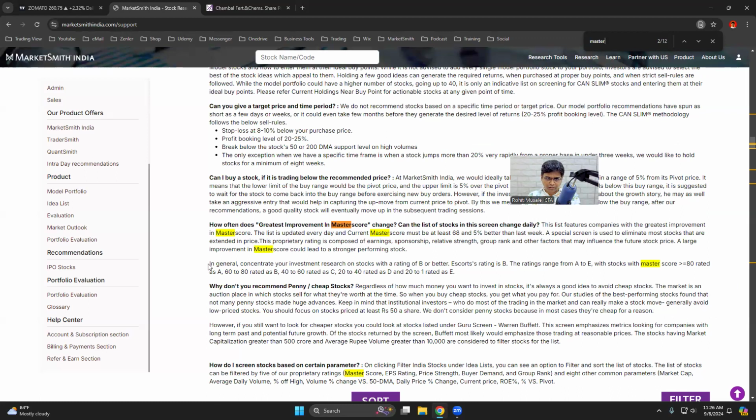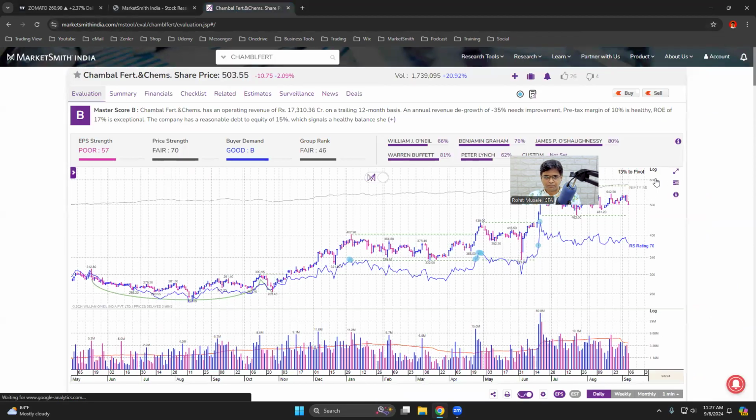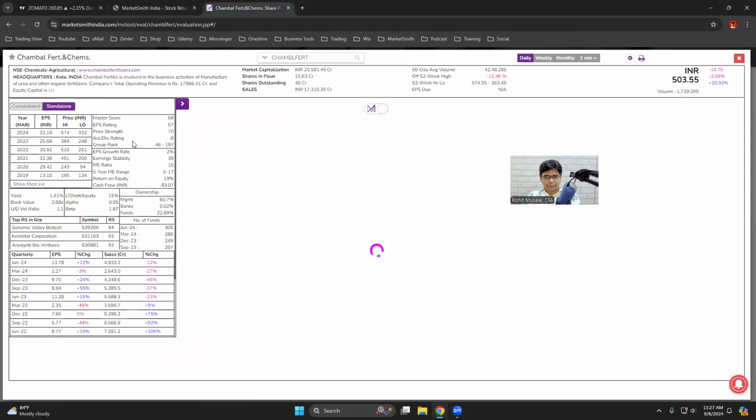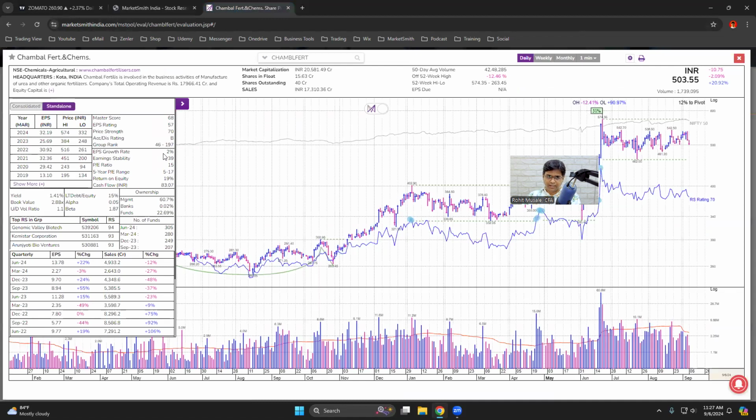In general, concentrate your investment research on stocks with a rating of B or better. Escort's rating is B, so they are just giving an example of a stock. The ratings range from A to E, with stocks with master score more than or equal to 80 rated A, 60 to 80 rated B. So basically, this number that you see here should be more than or equal to 60. That's it. As long as that is the case, you could consider the stock on your radar.